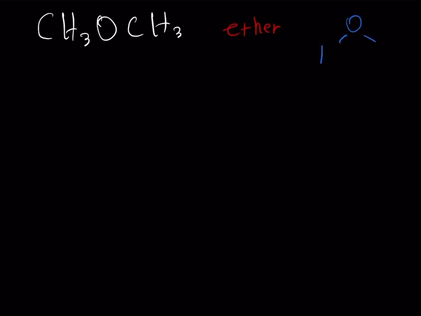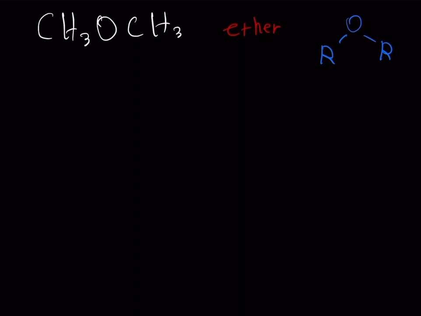Next example, let's look at CH3OCH3. So whenever you see an oxygen in the middle, just in between a hydrocarbon chain, this is called an ether. And there will be other examples where we use oxygen, but in this case it's an ether. So an R can be just any hydrocarbon chain.